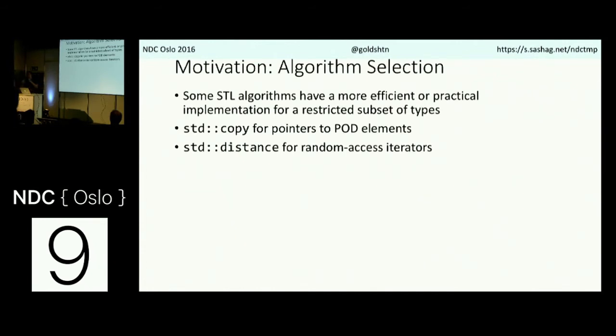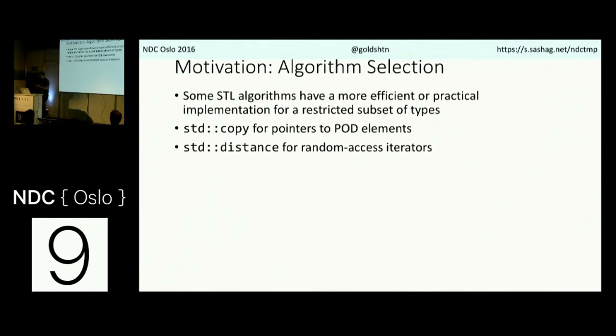So if you basically have a memcpy situation, and you are allowed to just optimize and use memcpy instead of the slower loop version of std::copy, that can be considerable performance gains for certain types. Another example is std::distance.